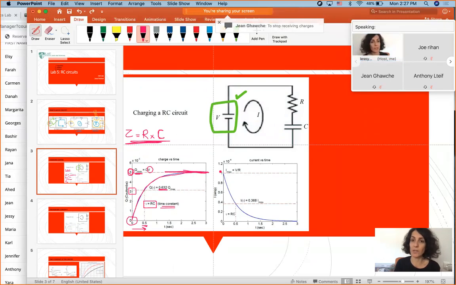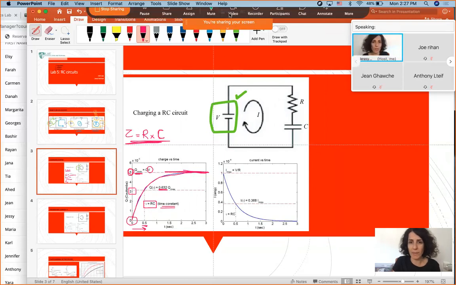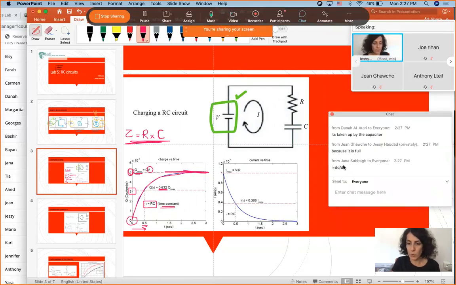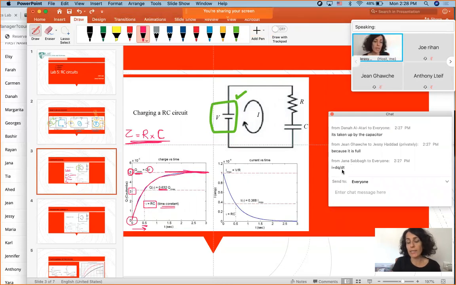Yes, it is the current in the circuit. And yes, when the capacitor is fully charged, I love Jana's approach. Although it's a mathematical approach, and I'm trying my best not to use math. Jana is saying I is dq over dt, the change in q over change in time. You see that the slope is very high, then less, and eventually the slope is 0. So Jana is using the slope from this graph to explain why the current is high, then low, then 0.